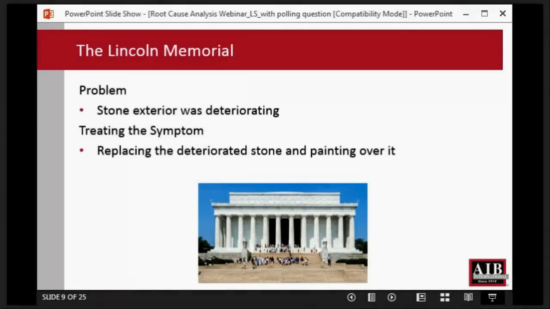Now we're going to have hopefully an interesting example here. This is actually the Lincoln Memorial in Washington, D.C. in the U.S., a huge monument. The stone was deteriorating on the outside of the building. Basically, what they were doing is coming back and replacing the deteriorating stone and painting over it. But the problem kept occurring over and over again.